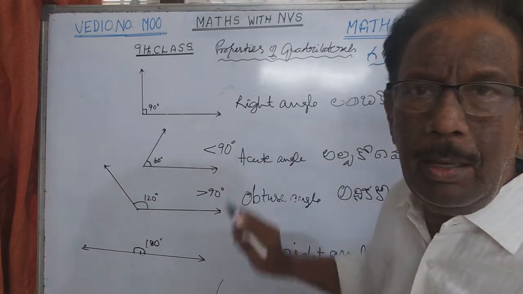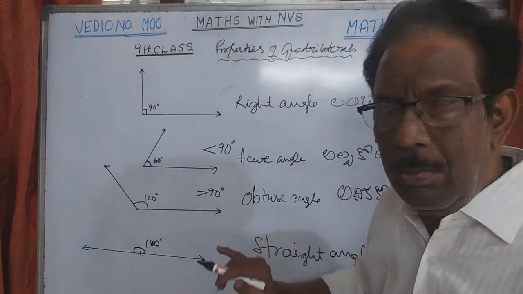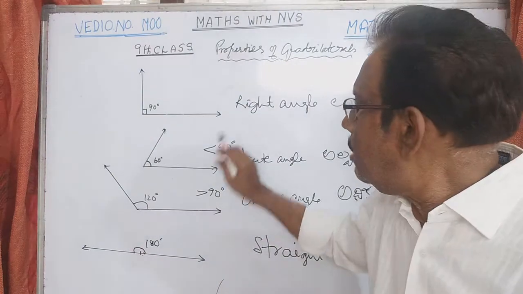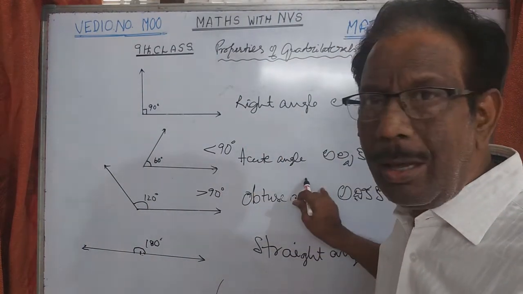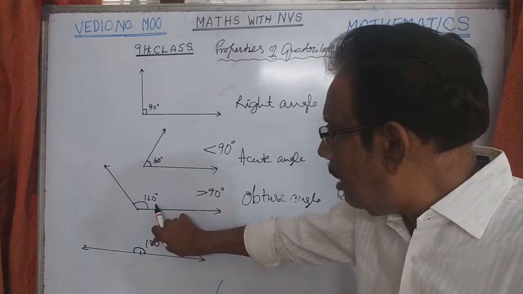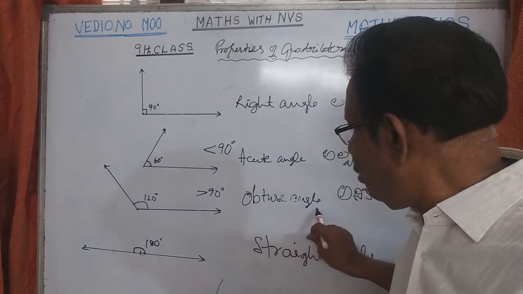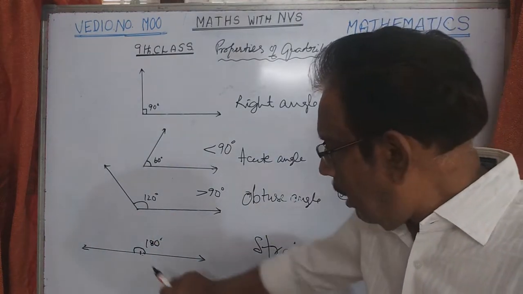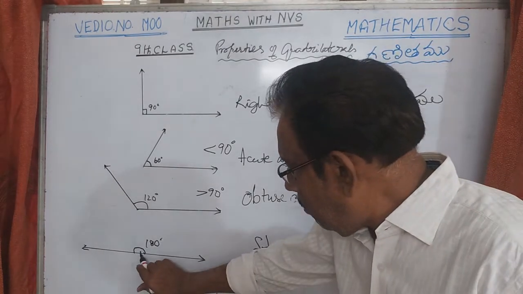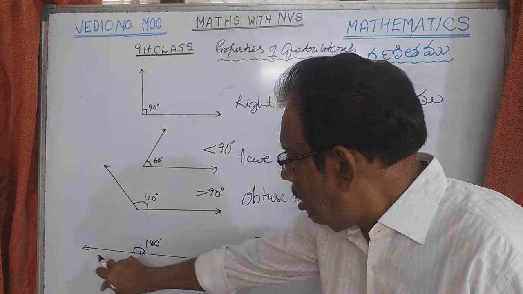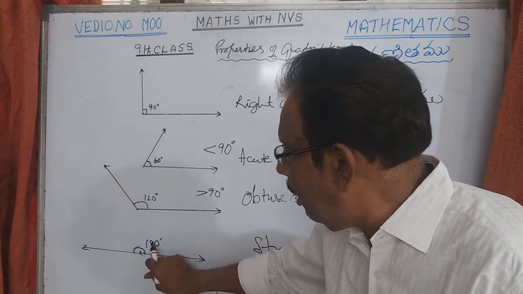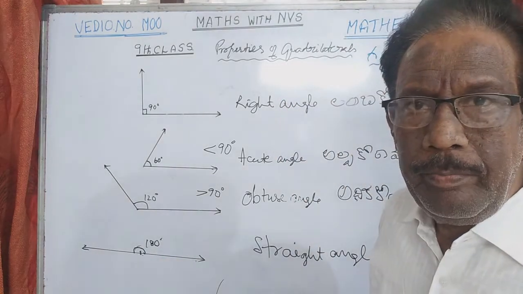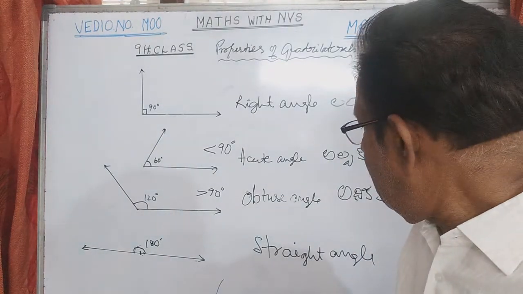Right angle. If the measurement of the angle is 90 degrees, it is a right angle. If it is less than 90 degrees, that is 60 degrees, it is an acute angle. If it is greater than 90 degrees, 120 degrees, it is an obtuse angle. And this is actually the same on both sides, straight. It is a straight line. At any point on the straight line, we have 180 degrees. It is a straight angle. This is about the angles.